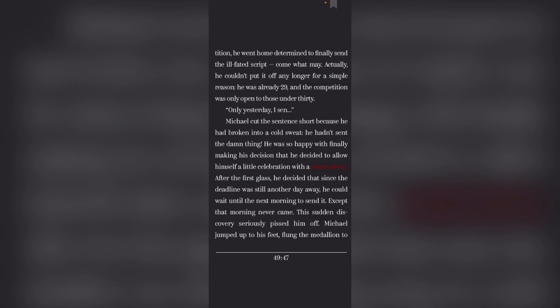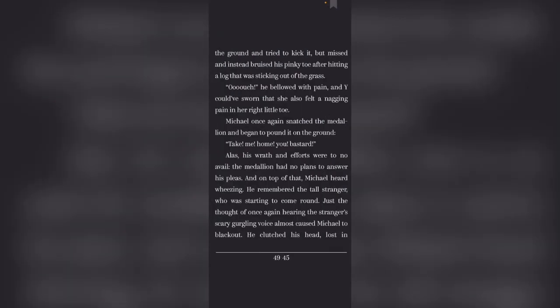The sudden discovery seriously pissed him off. Michael jumped up to his feet, flung the medallion to the ground and tried to kick it, but missed and instead bruised his pinky toe after hitting a log that was sticking out of the grass. Ouch! He bellowed with pain, and I could have sworn that she also felt a nagging pain in her little toe.